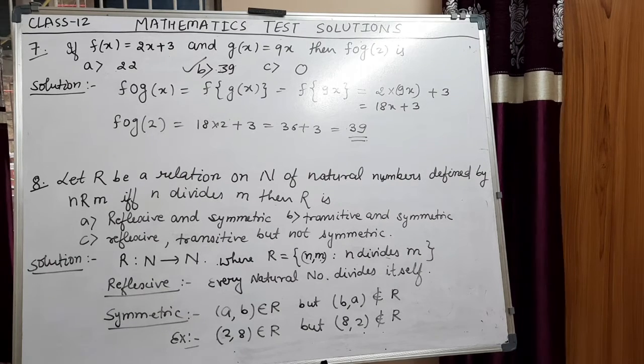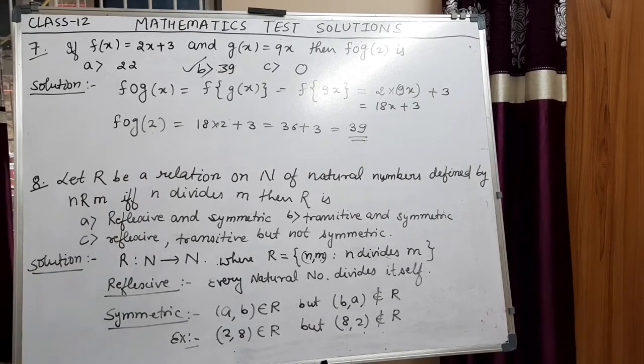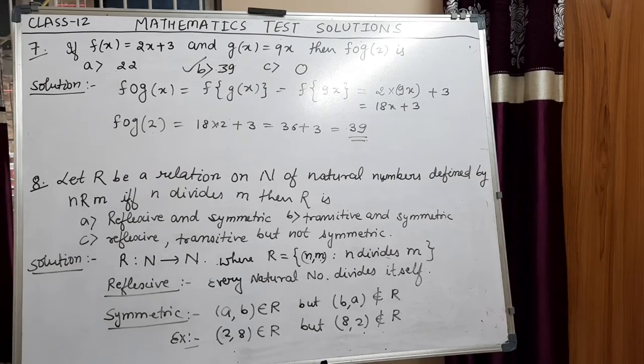Now we will apply 2 in place of x. So FOG(2), finally we are getting 39. So the option is B. This is our final option.